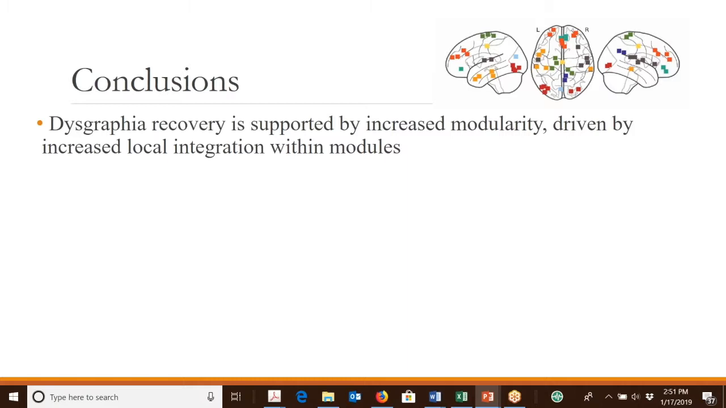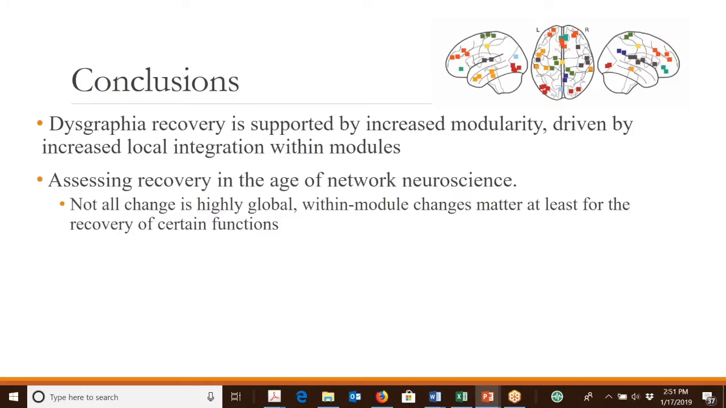We're seeing it being driven in this case by an increase in the local integration within modules. Much more broadly, when we're assessing recovery now in this age of what we might call network neuroscience, we're interested in the global properties of networks. These results suggest that not all change is highly global.